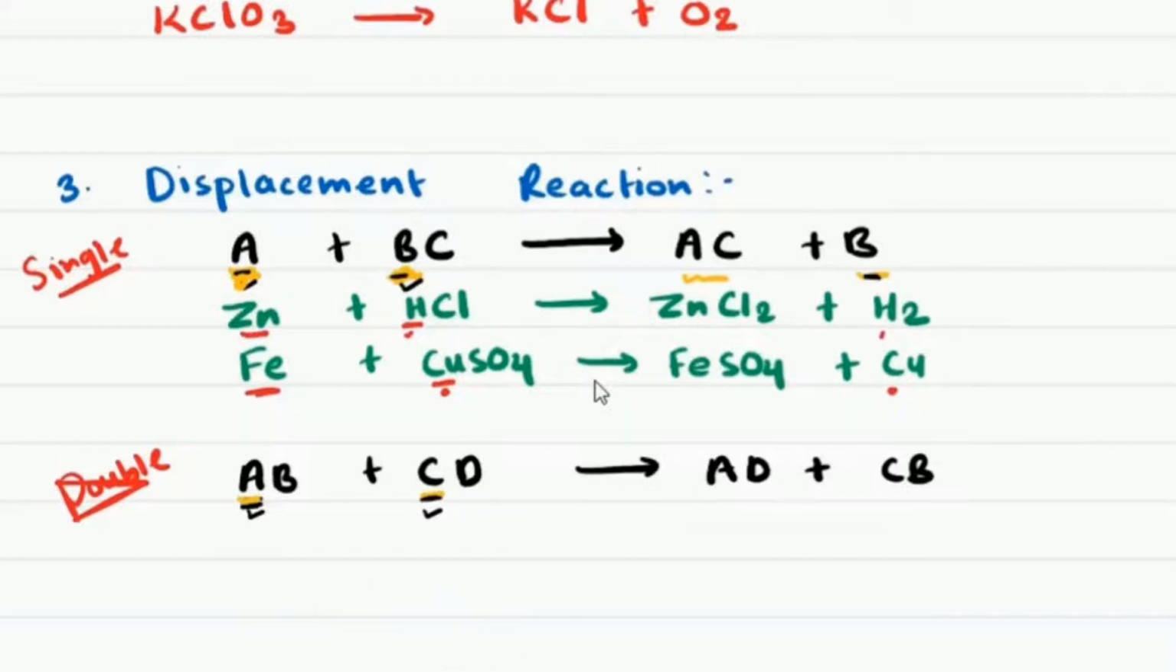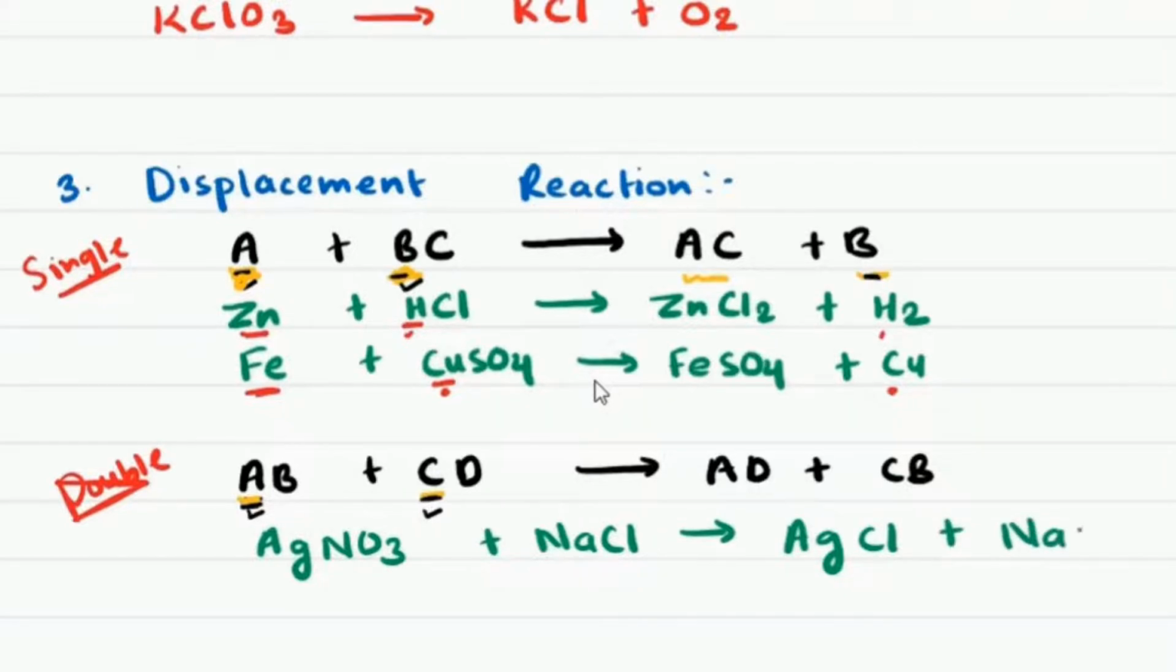Some of the examples of double displacement reaction are, silver nitrate (AgNO3) plus sodium chloride react to form silver chloride and sodium nitrate. So here the cations and anions are interchanging their places to form new compounds.